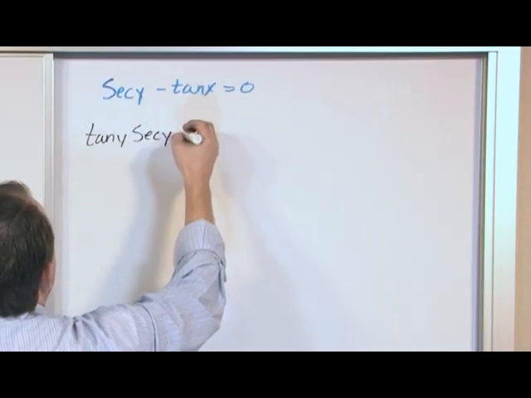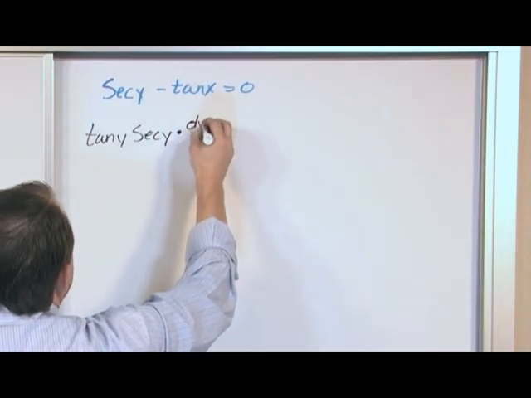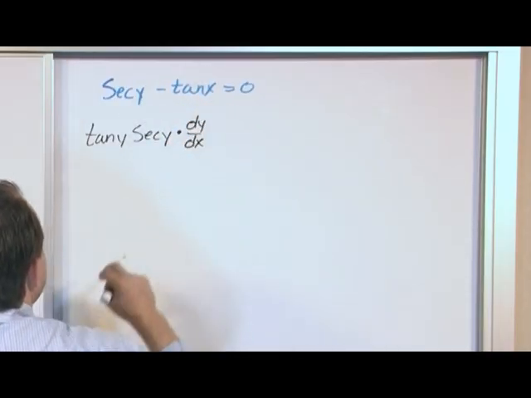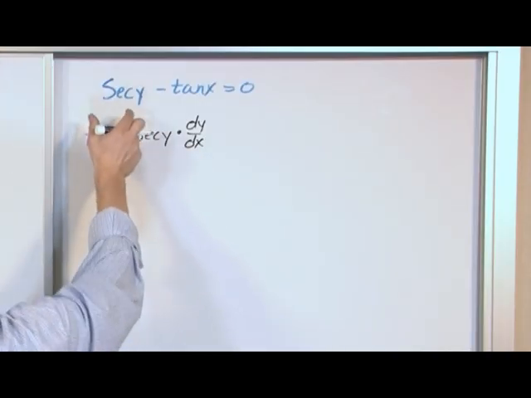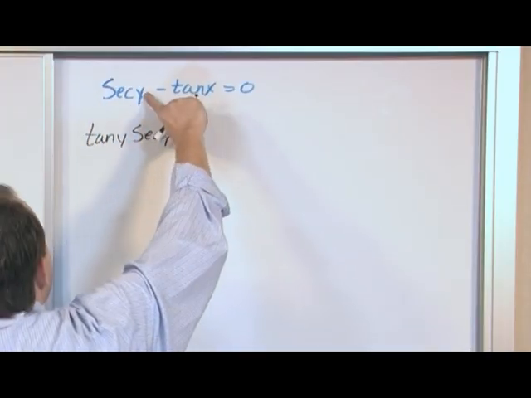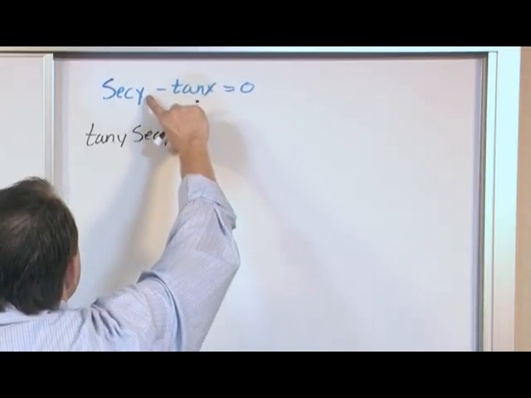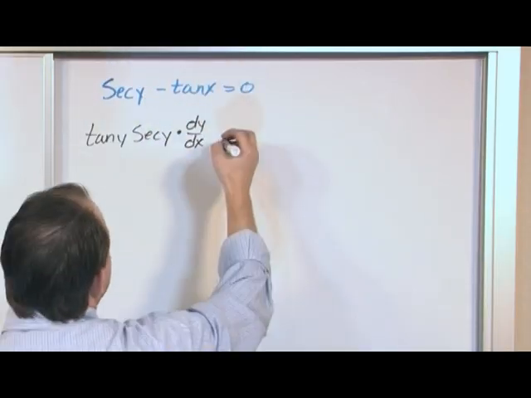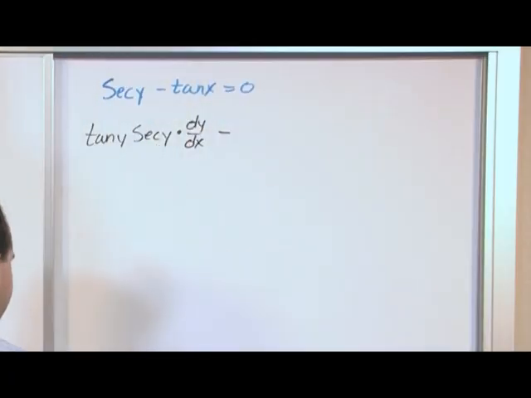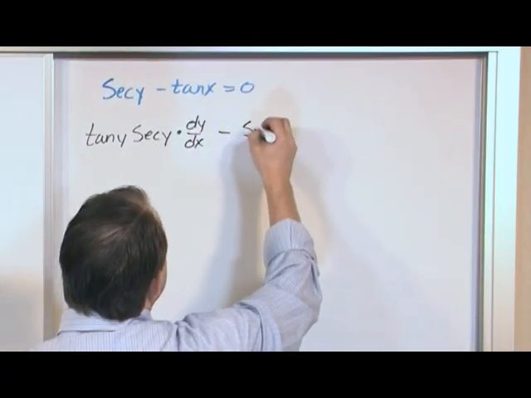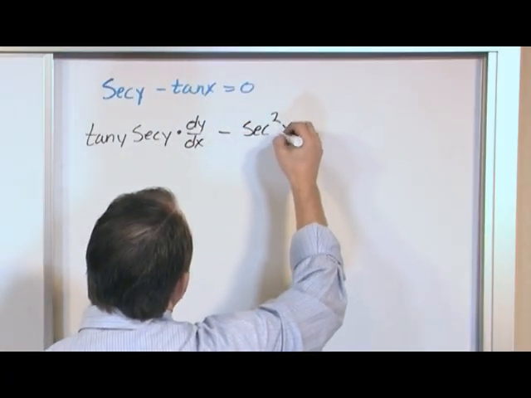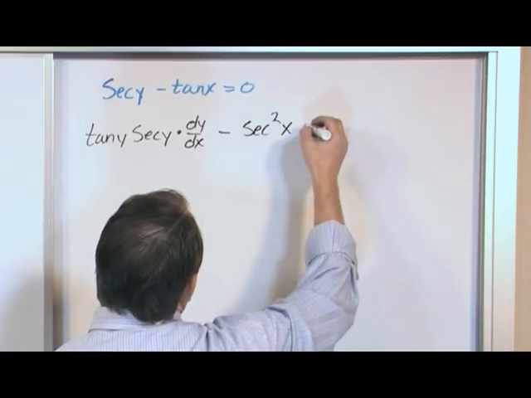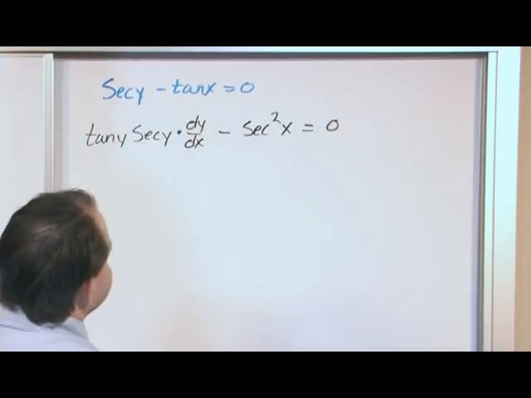But since we're dealing with y, we have to multiply by dy/dx, because we don't know how y varies with respect to x. This is kind of like the chain rule. We take the derivative of the outer function times the derivative of the inner function. But we don't know what dy/dx is, so we just write it like that. Next, derivative of tangent is secant squared. Secant squared x, that's it, and then we have equal 0.